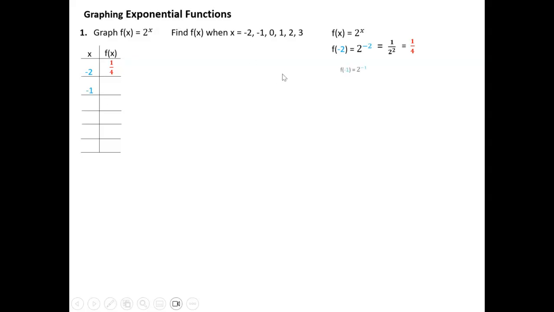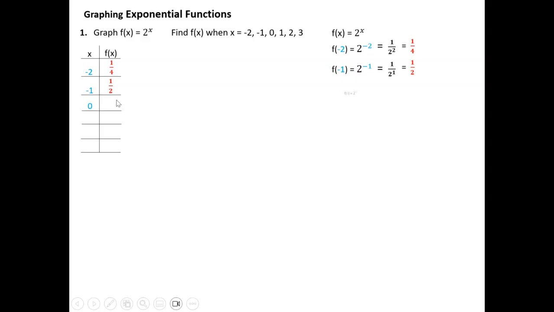Now we're going to try -1. We're going to repeat the process from -2 to 3, evaluating at those values for x. So when x is -1, we plug in -1 for the x. It's going to give us 1 over 2 to the power of 1, which will give us 1/2. So when x is -1, my y is 1/2.